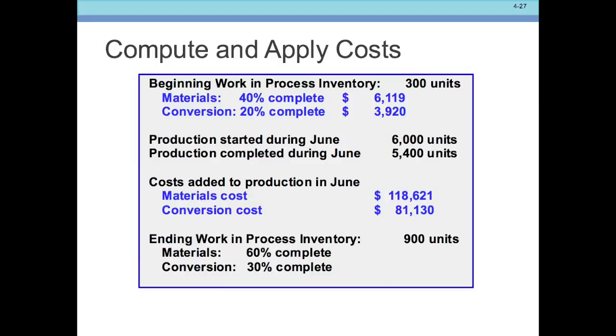Then the production started on 6,000 units. We finished 5,400 of them. 900 had our ending work in process inventory. So the materials cost, add up all the bills for the material, was $118,621, and the conversion cost, if you add up all the manufacturing overhead and all the labor and the conversion costs, you would find out that it was $81.30. So the ending work in process inventory we will be able to calculate.